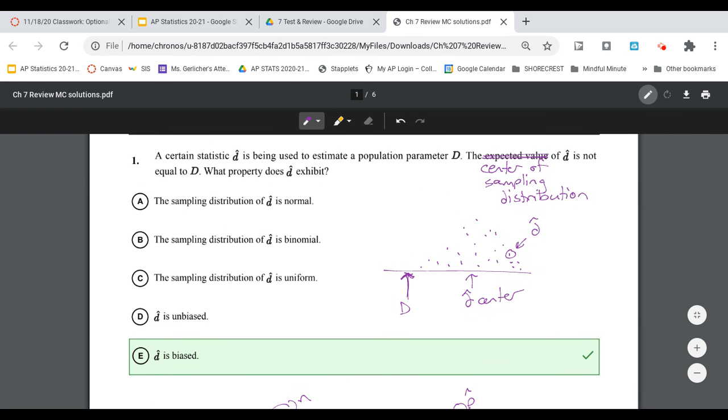And we don't know anything about the shape of the sampling distribution. They didn't say anything about that. So we can't say anything about normal, binomial, or uniform.